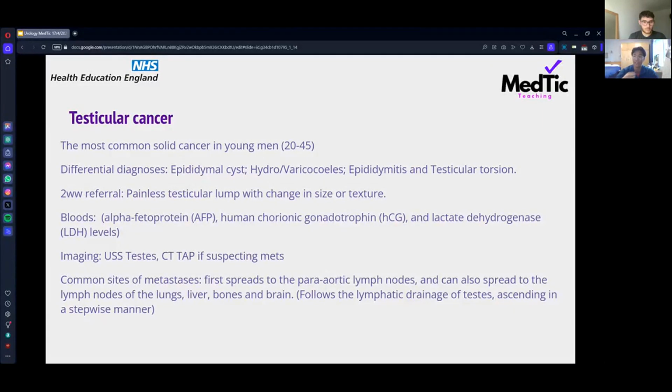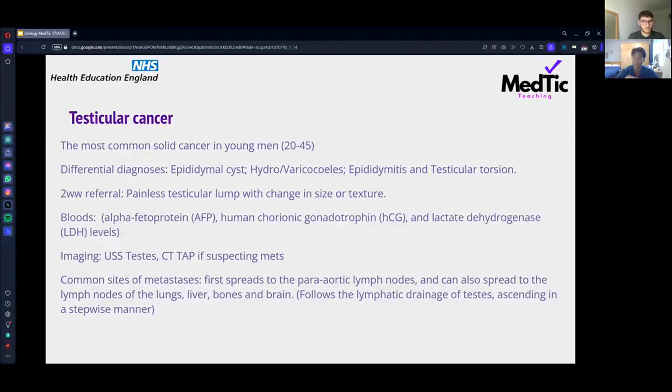I think NICE guidelines specifically say that you could also consider doing blood tests when you make that referral. However, if they're not done at the time of being seen in the primary healthcare setting, they will be done in the initial workup. In terms of relevant imaging, you can get an ultrasound of the testes, or a CT TAP if you're suspecting a metastasis.